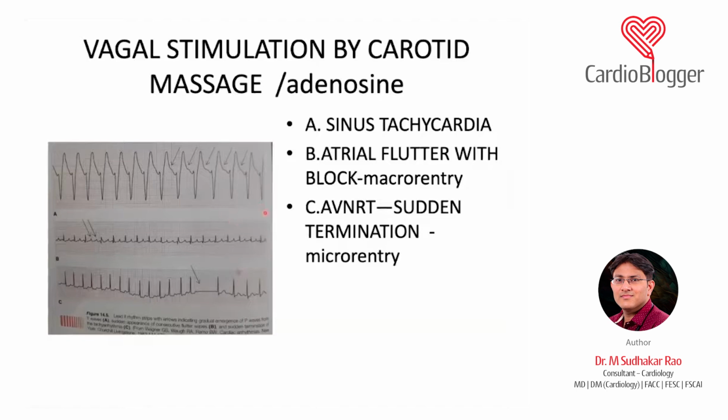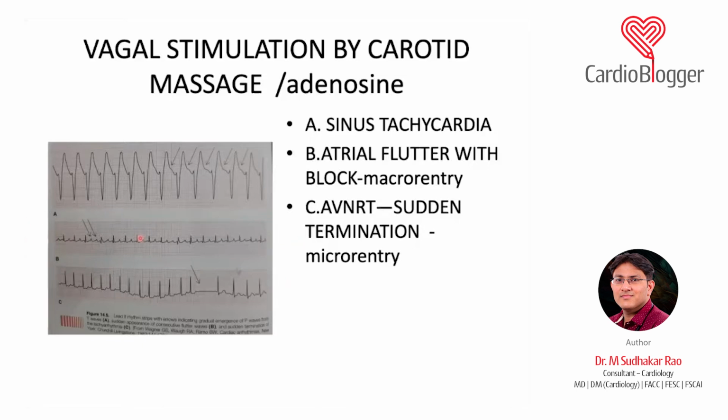Now, what happens in a patient with atrial flutter? In a patient with atrial flutter, it is a macro re-entry. When you do a carotid massage or give adenosine, if the rate is very high, adenosine will produce a transient AV block, or it can bring out the flutter waves.